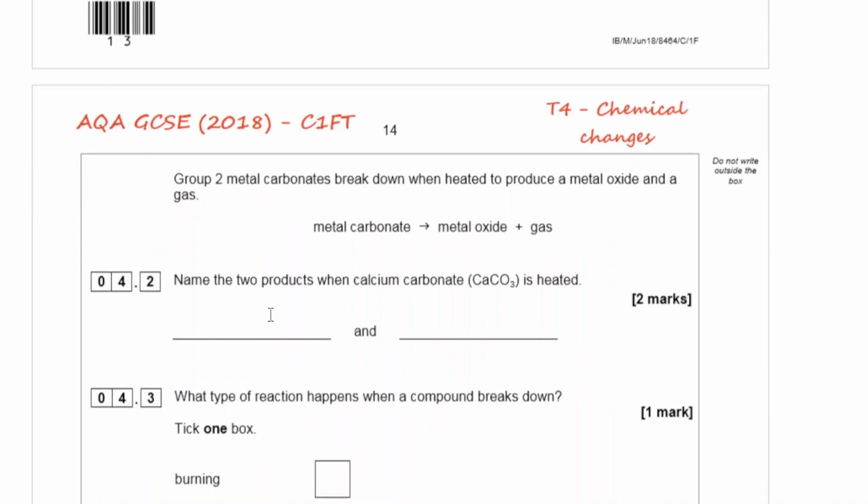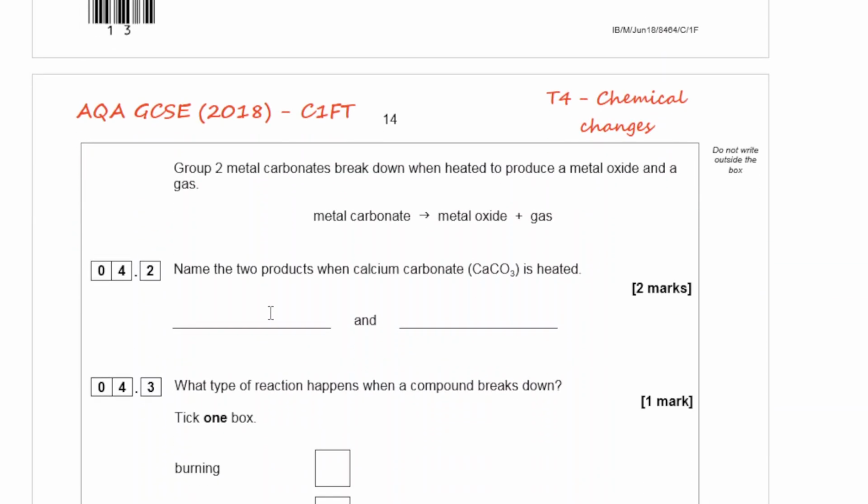Group 2 metal carbonates break down when heated to produce a metal oxide and a gas. Name the two products when calcium carbonate is heated. If you're reacting calcium carbonate, you should have calcium oxide and carbon dioxide. Now, this type of reaction is called a decomposition reaction.